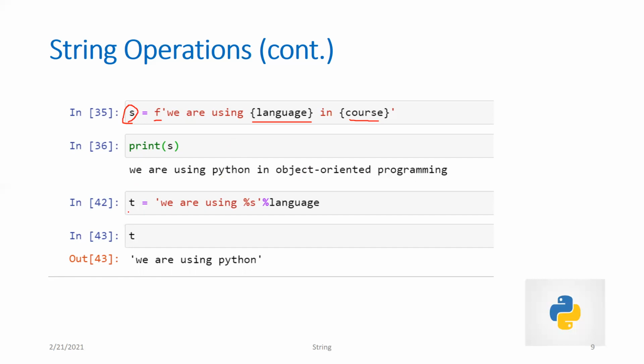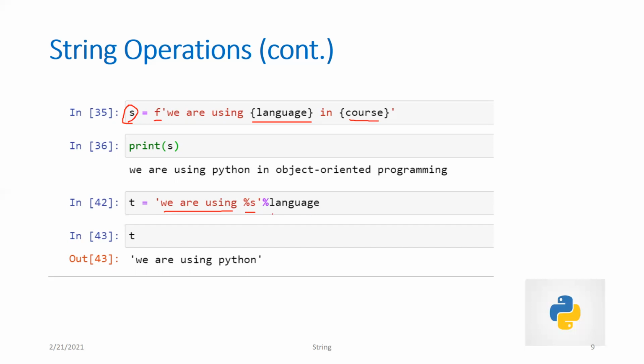Here there is another example. T equals, there is a string we are using. This is the string that I mentioned here, and I use a percentage sign, percentage s. We are familiar with this percentage s because we used this in the C language. In C, when we want to put the value of a string variable, we use percentage s. Here we use percentage s. That means I want the value of a string here.